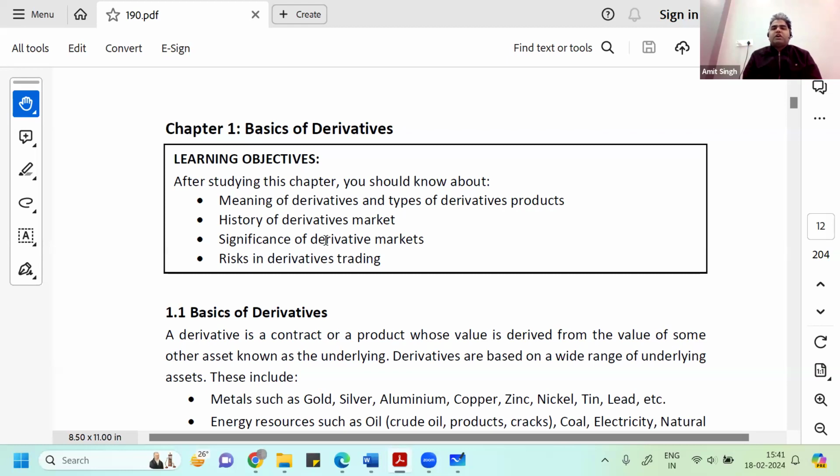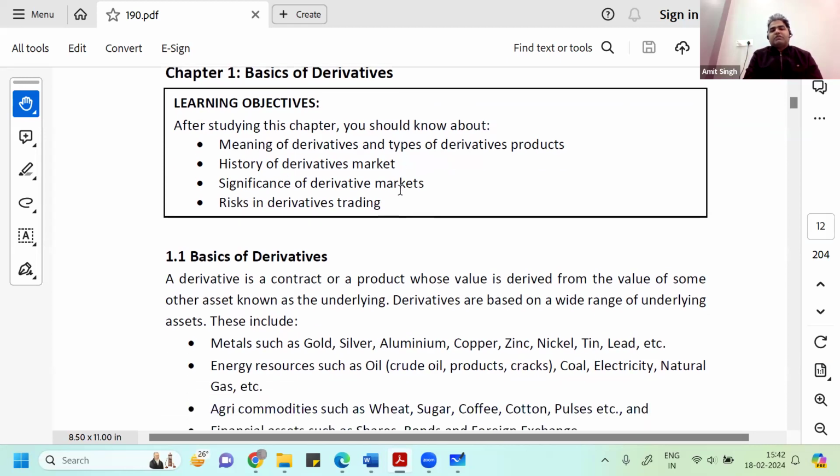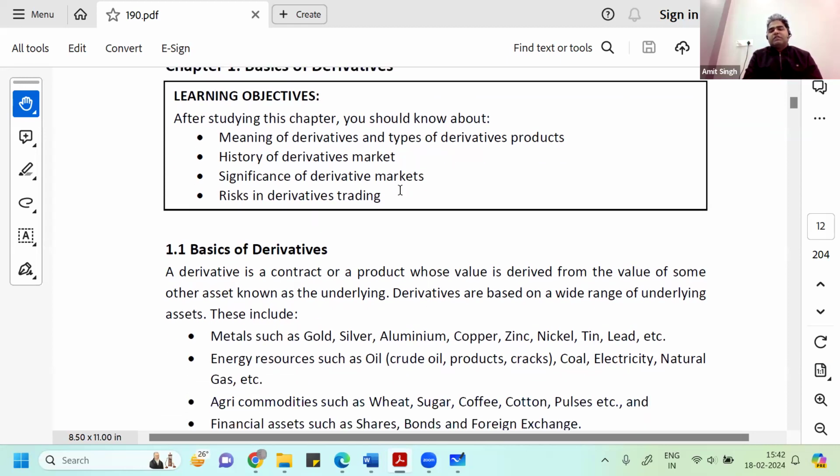Then we're going to talk about the significance of the derivative market, why the derivative market is so significant, and why, when it comes to trading or investing in the market, we cannot do that without using a derivative, as in the covered option. We're also going to talk about the risk in derivative trading. These all we're going to cover in the first chapter.